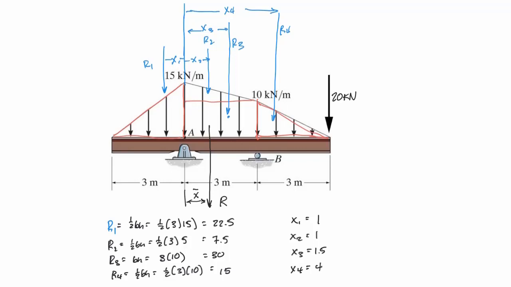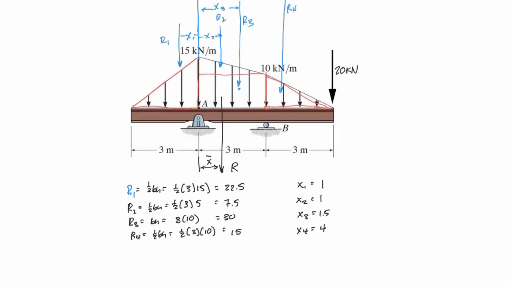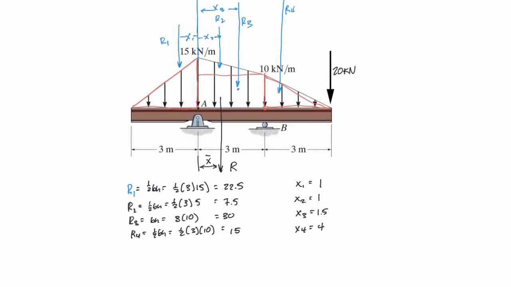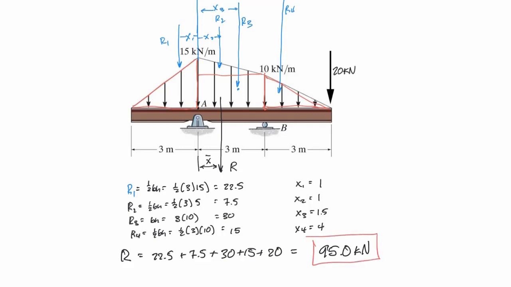Let's find out the total resultant force that we're looking for. So R, the big R resultant, is going to be equal to all of these individual distributed loads plus that 20. So it'll be 22.5 plus 7.5 plus 30 plus 15 plus 20. And that's going to be equal to 95.0 kilonewtons. Okay, that's our big resultant.